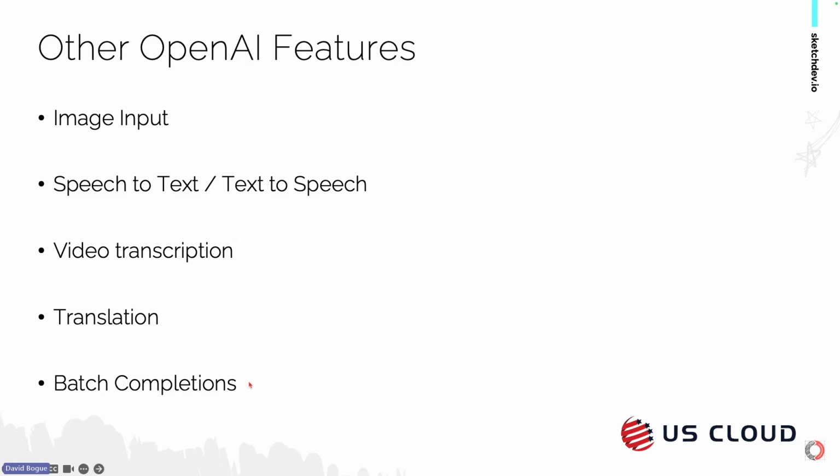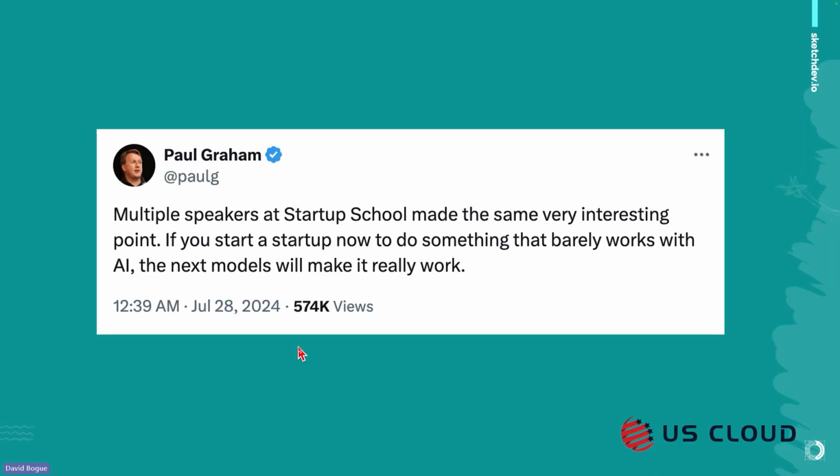And batch completions is another new API that they offer. If you have a bunch of tasks you want the AI to complete that don't need real-time responses, so maybe you're trying to translate a bunch of documents from one language to another, you could batch those up and call their batch completions API. You won't get an immediate response, but it'll complete within 24 hours, and it's 50% cheaper than using the real-time API.